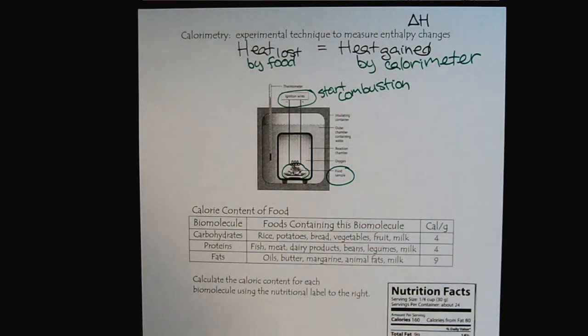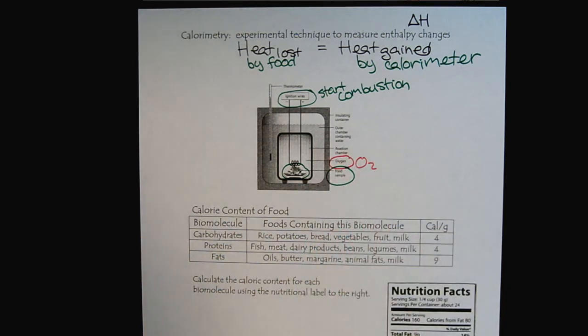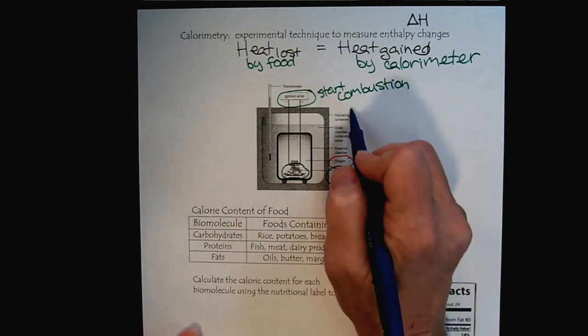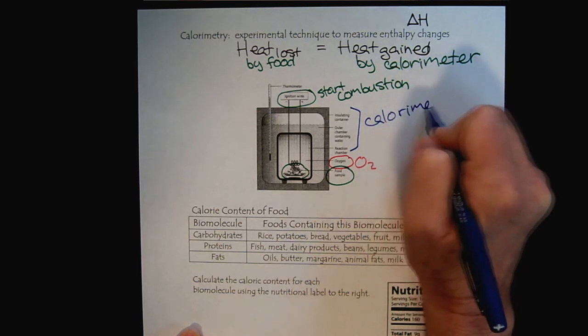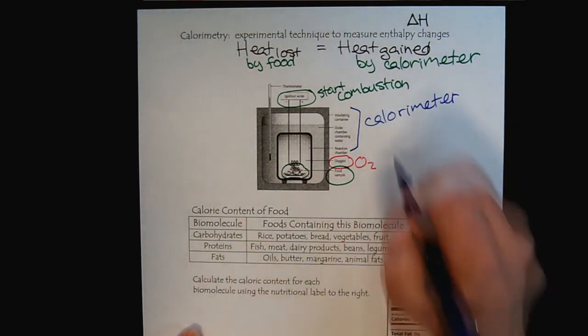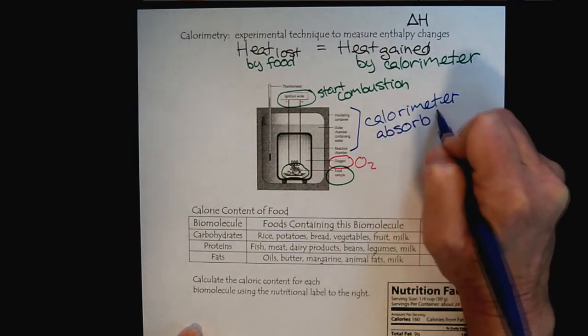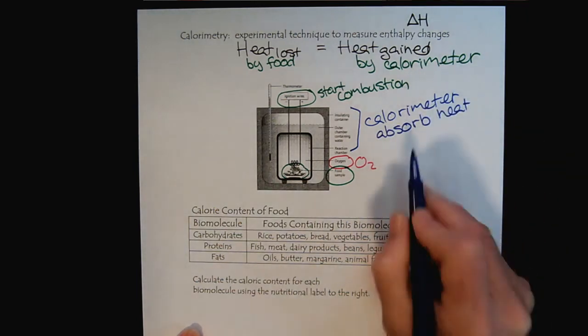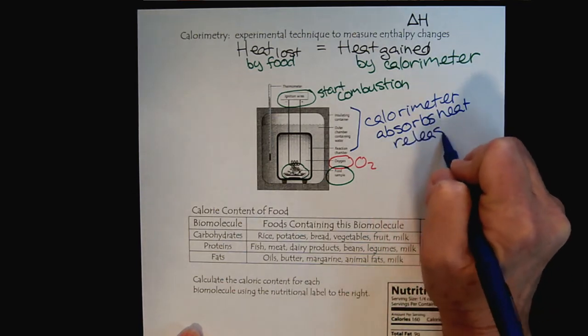And then for a combustion reaction to occur, we need some oxygen to be present. And then we have, this is all part of the calorimeter, and this has been designed in such a way to absorb the released heat. So the calorimeter absorbs the heat released from the food.